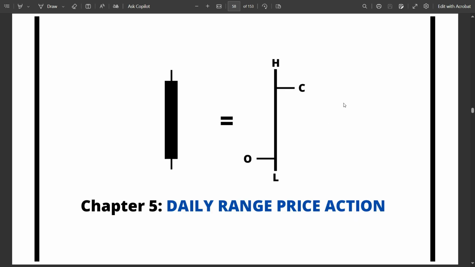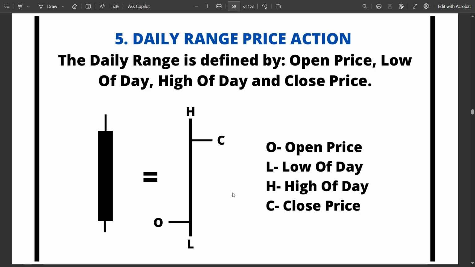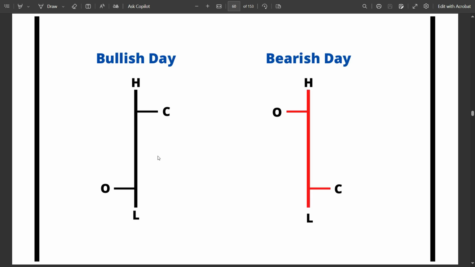Remember, a daily candlestick contains several lower time frame candlesticks. For example, a 1-hour chart has 24 candlesticks, and a 4-hour chart has 6 candlesticks that can form a daily candle. So keep in mind that each candlestick has an open, a range low, a range high, and a close. In general, a daily range consists of an open price, a daily low, a daily high, and a close. Here you can see a bullish daily candle on the left and a bearish candle on the right.